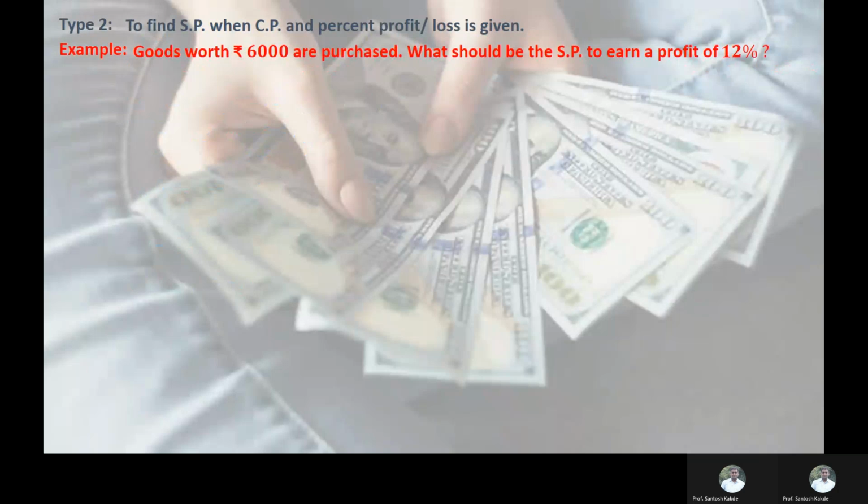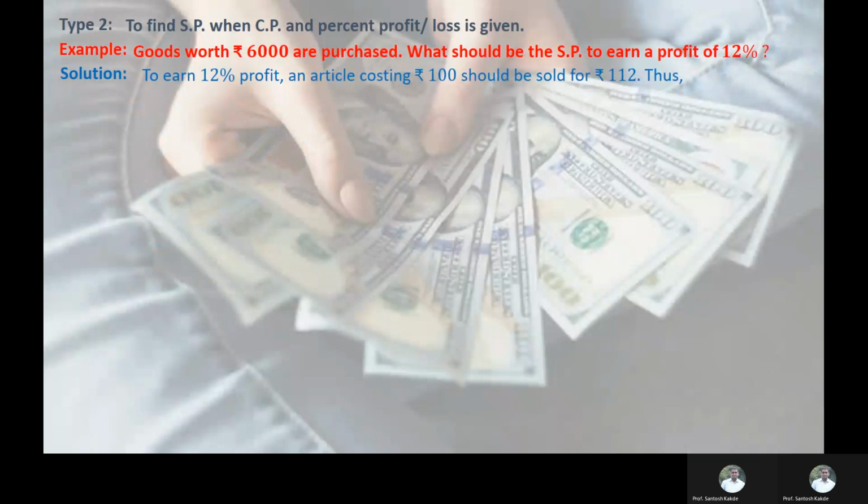So here in this case, goods worth 6,000 rupees we have to purchase, and we have to sell at a profit of 12%. So we have to calculate its selling price, that is, at how much price we have to sell this. Let us consider this one by one. To earn 12% profit, an article costing 100 rupees, if the cost of the article is 100 rupees, then we have to sell it at 112 rupees.